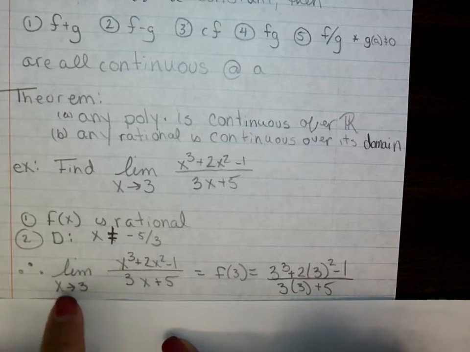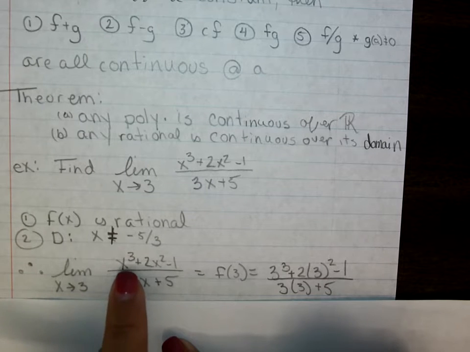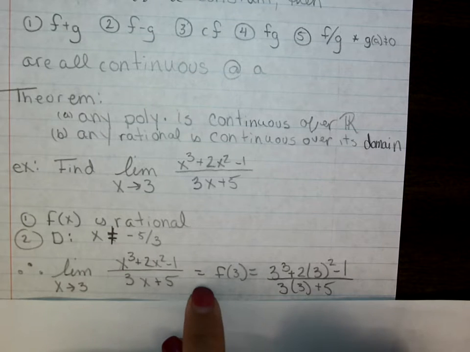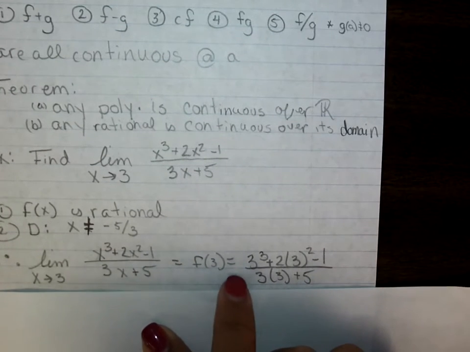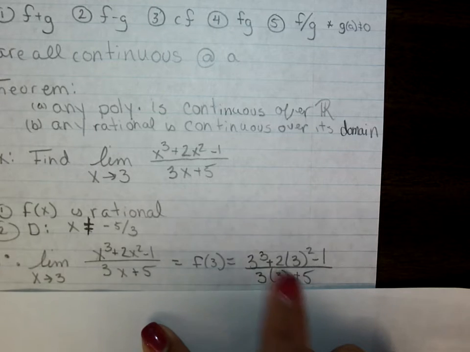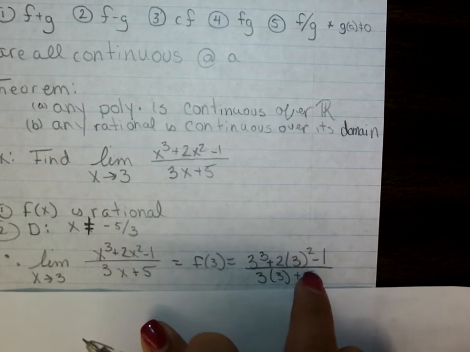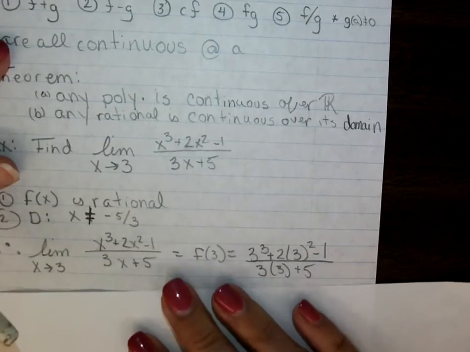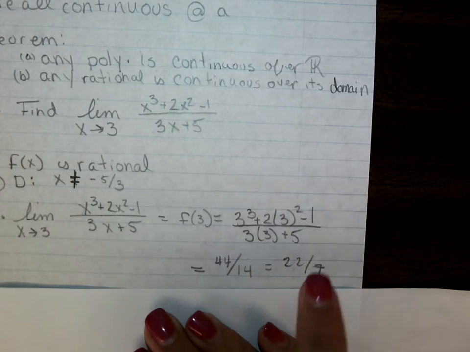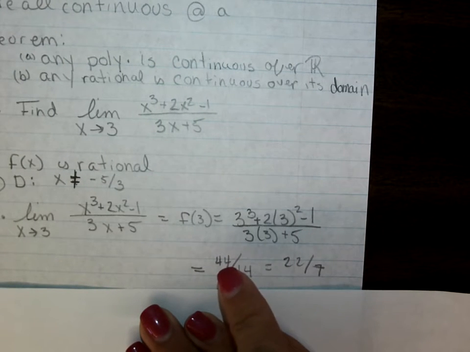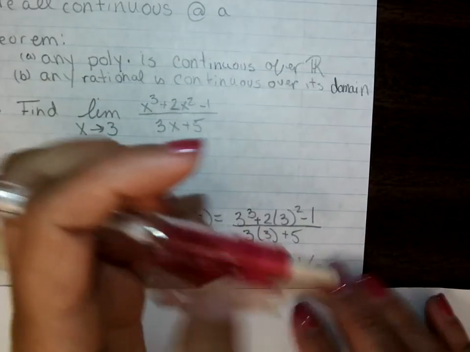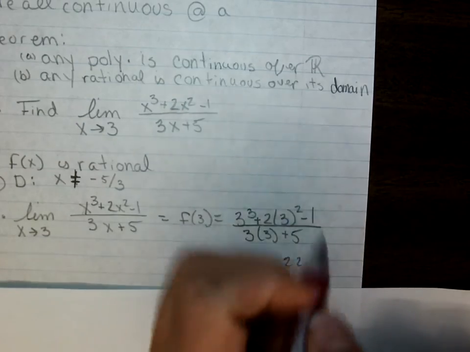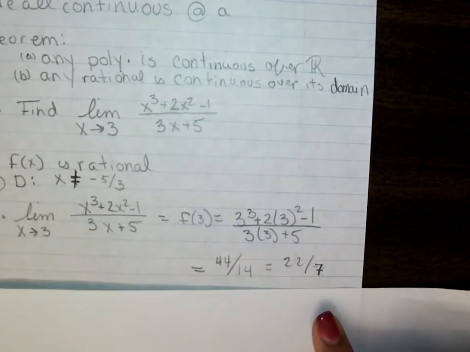we could say the limit as x approaches 3 of x cubed plus 2x squared minus 1 divided by 3x plus 5 is equivalent to saying f of 3. And so all we're going to do is wherever we see x, we're going to plug 3 in. So we're going to get 3 cubed plus 2 times 3 squared minus 1 divided by 3 times 3 plus 5. Using our algebraic skills, we'll see that that simplifies to 44 over 14, which is 22 over 7. We're going to stop there for today.